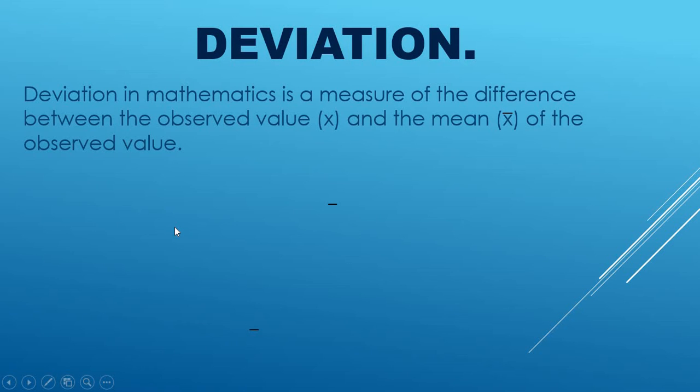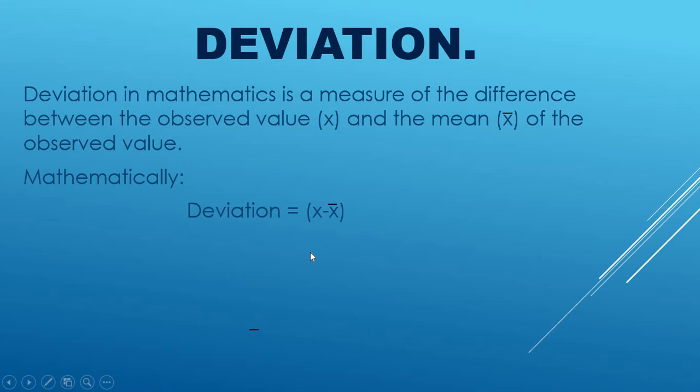Deviation in mathematics is a measure of the difference between the observed value and the mean of the observed values. The observed value we are talking about here is the observation that is represented by x, and we represent the mean by x bar. Are you a formula person? If yes, then this is your part. All that I said earlier about the deviation can be represented mathematically as deviation equals x minus x bar, whereby x is the observed value and x bar is the mean. What this means is that we are just subtracting the mean from our observation to get the deviation.